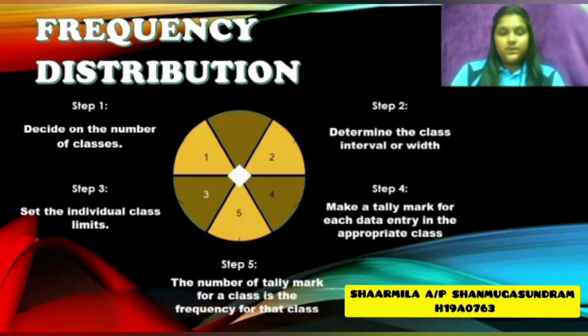For the frequency distribution, there are 5 steps. Step 1, decide the number of classes. Step 2, determine the class interval or width. Step 3, determine the individual class limits. Step 4, make a tally mark for each data entry in the appropriate class. Step 5, the number of tally marks for a class is the frequency for the class.